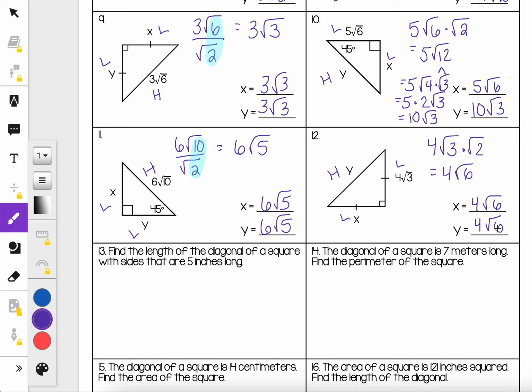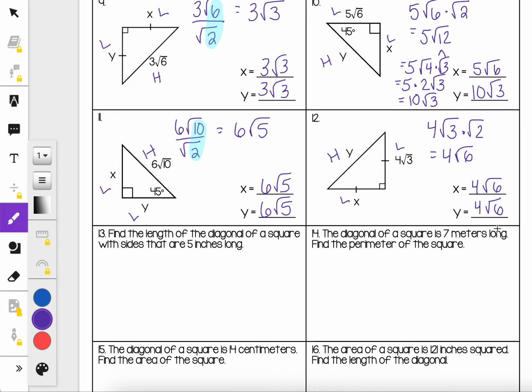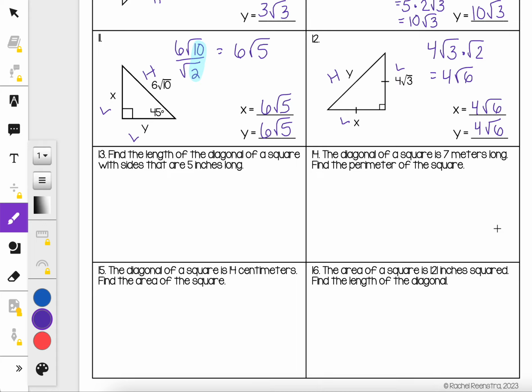Okay, now let's try some word problems here. For number 13, it says find the length of the diagonal of a square with sides that are 5 inches long. So I have a square, I'm going to draw that here. The sides are 5 inches.